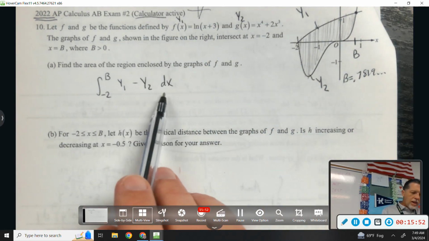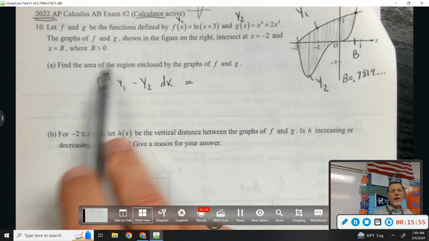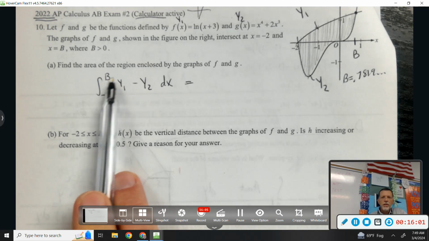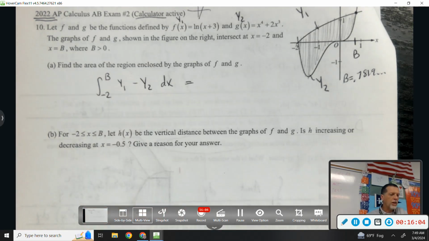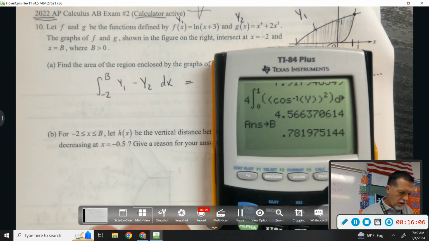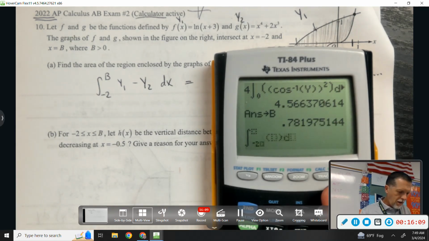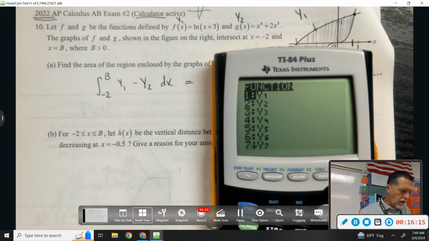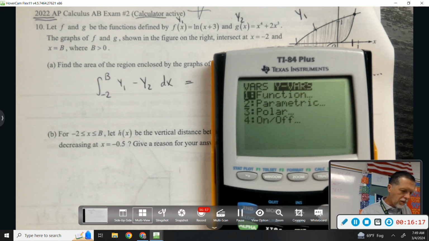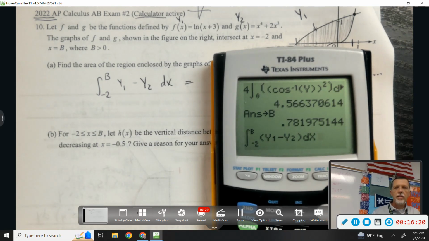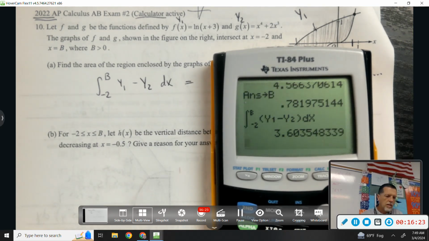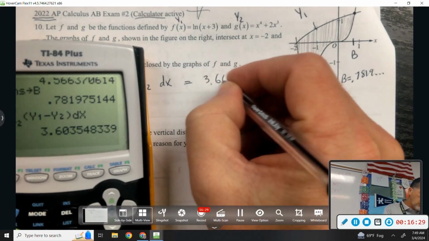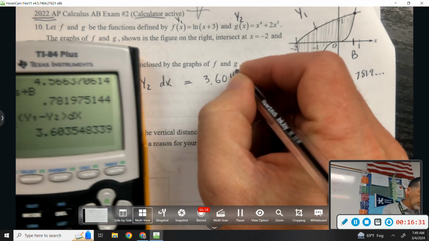Okay, and as far as showing work, this is all the work I need to show because the calculator is going to do all that. I've told the grader what b is equal to. I've identified y1 and y2. So I'm ready to go to the calculator and get an answer. Math 9, -2 to b of top minus bottom dx. Always 3 decimals. 3.604.